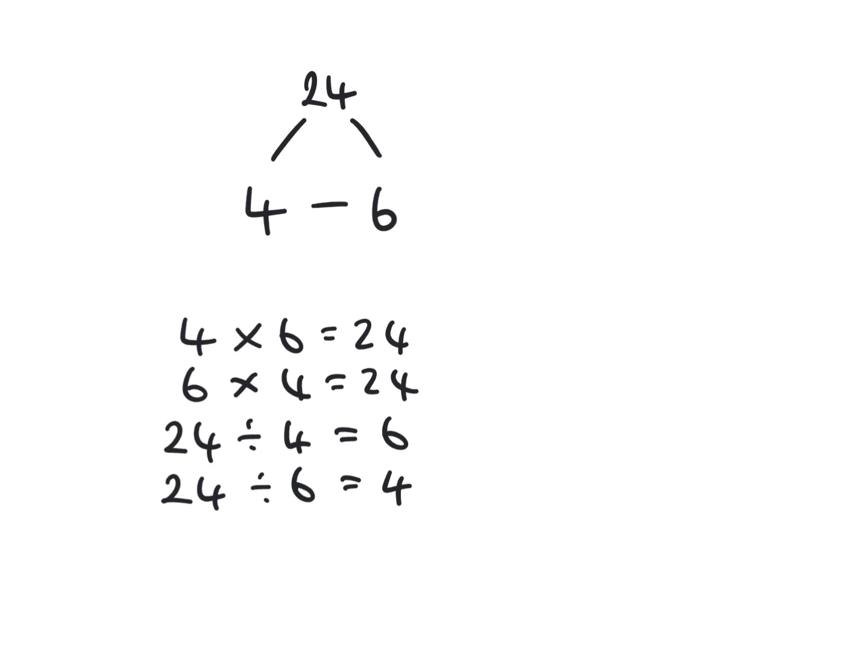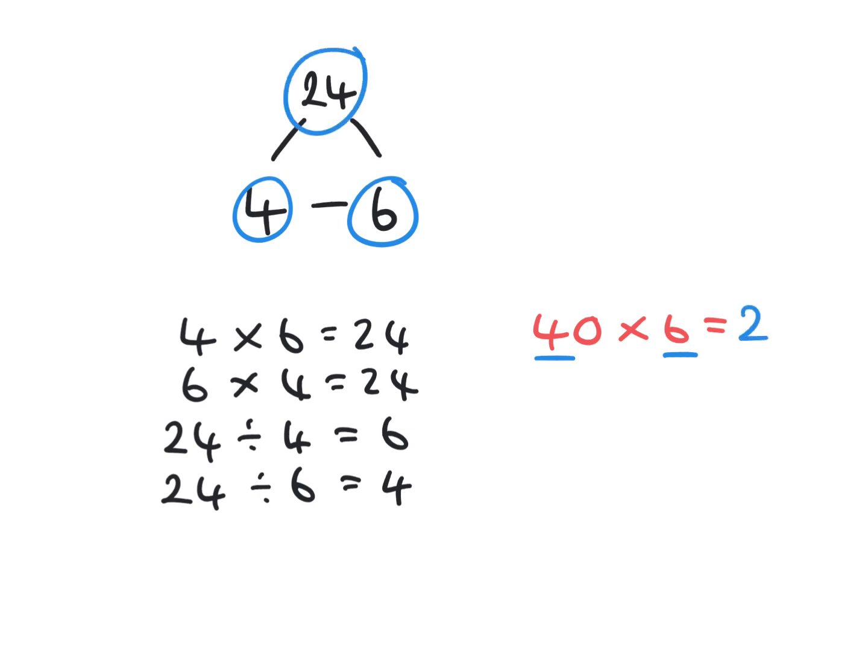And we can use these number facts with all sorts of extended questions. So for example, we may look at 40 times 6. So we take the 4 and the 6, that's our times table fact. So we've got the 4 times the 6 is going to equal the 24, and then we have the extra 0 here to give us an answer of 240.